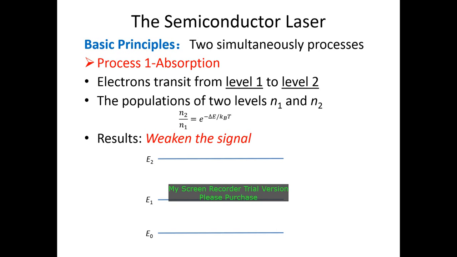Then let's see two simultaneous processes, the absorption and emission processes. Assume a signal with frequency omega is passed through the gas. Then the photons from the signal are strongly absorbed by the electrons of the gas. The absorbed energy makes the electrons transfer from the lower energy level E1 to the higher energy level E2. During this process, the signal is weakened because the energy of the signal is absorbed by the gas.